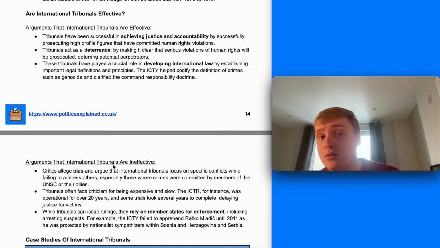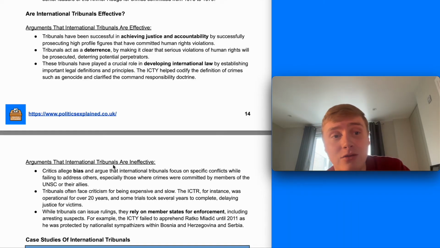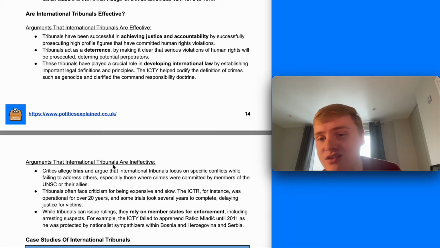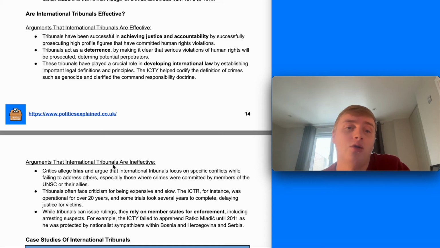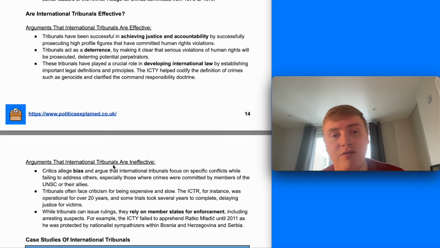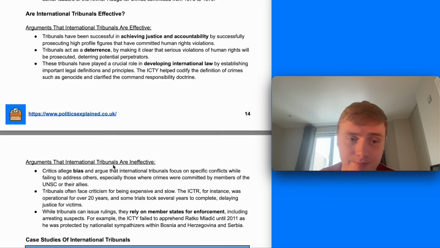On the first hand, we have some arguments that they've been effective and successful in achieving justice and accountability by prosecuting high-profile figures that have committed human rights violations, similar to the ICC. Tribunals can also act as deterrents, and they've played a crucial role in developing international law by establishing important legal definitions. So the Criminal Tribunal in Yugoslavia, for example, helped codify the definition of crimes such as genocide and clarified the command responsibility doctrine.